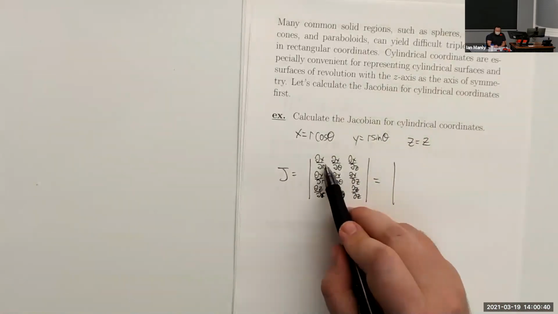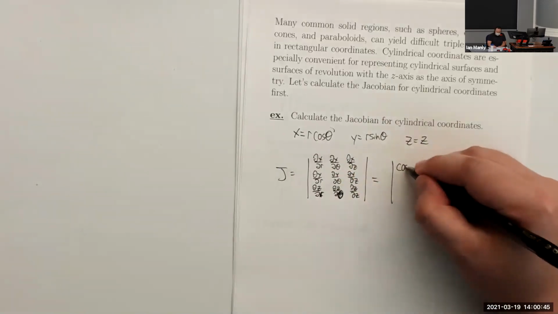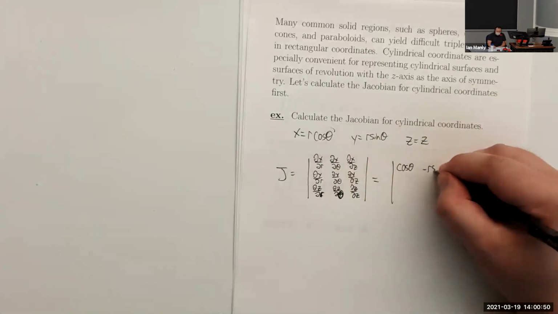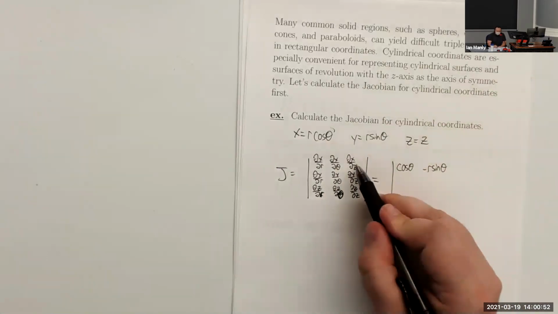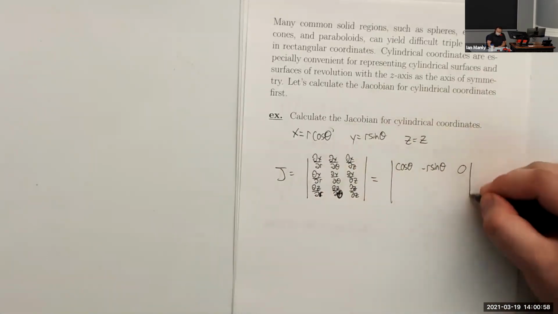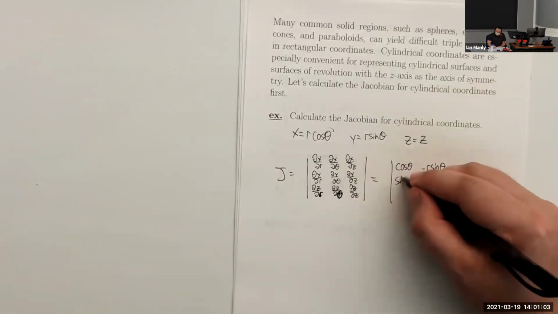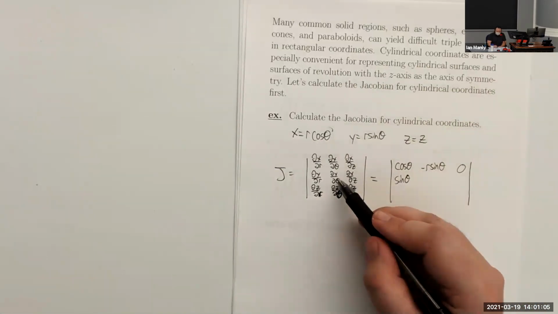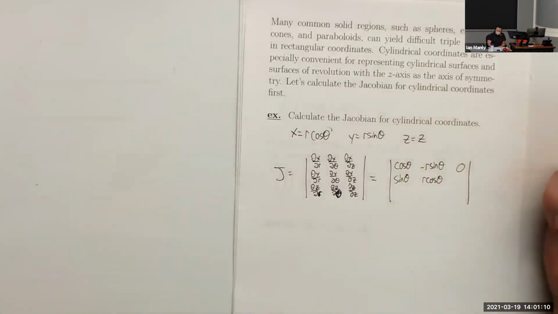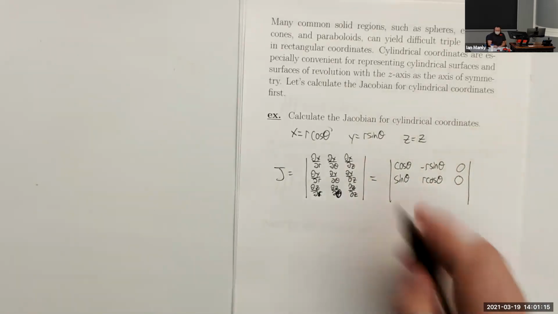So the derivative of x with respect to r, well, it's just a constant times r, so it's going to be cosine of theta. Partial x with respect to theta will be negative r sine of theta. And partial x with respect to z, well, there aren't any z's in here at all, so that's just going to be 0. Next, we do y with respect to r here, and get sine of theta. Then we do the derivative of y with respect to theta, and have r cosine of theta. But then the derivative of y with respect to z is again 0, because there aren't any z's in here.